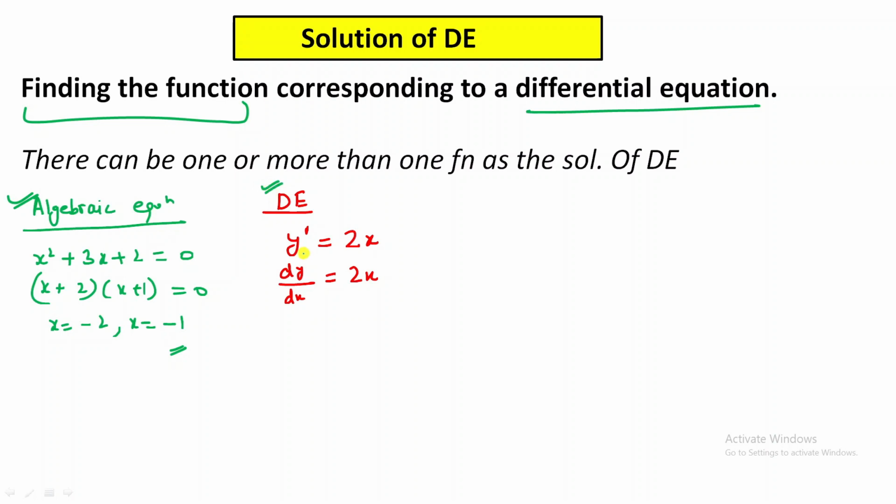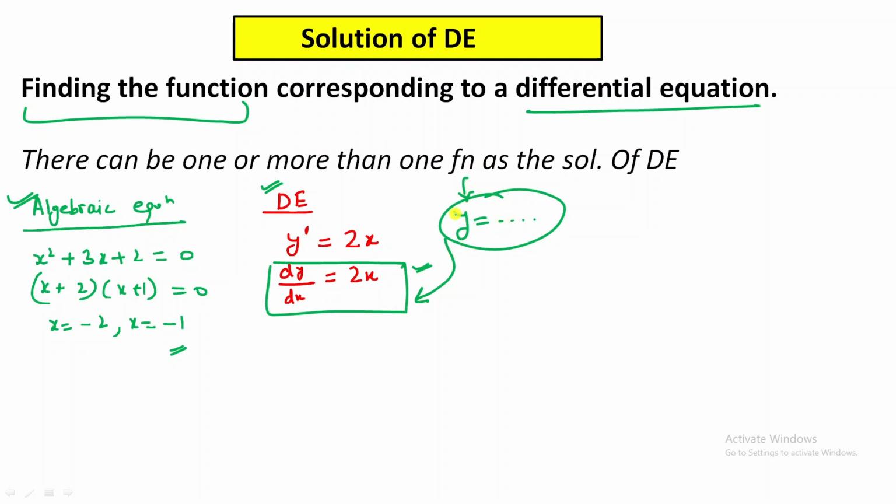Now if we are given a differential equation, for example y dash equal to 2x, or you can say dy upon dx equal to 2x. This is the differential equation. And somebody says you have to find the solution of this differential equation. So what do you mean by this? It means you have to find a function y equal to something which can satisfy this differential equation. If you are able to find that function which can satisfy this equation, then that will be called a solution of this given differential equation.